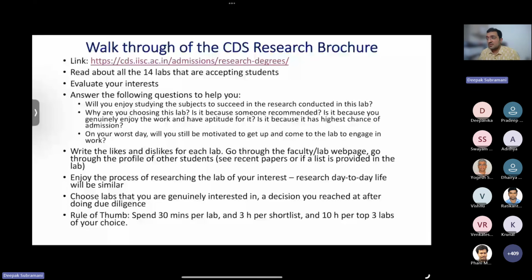There are several questions that are coming in the chat. How many seats are there in the department? How many students are being admitted? Like, what will you do with that information? Please do not try to select a lab or group based on your perception of the probability of getting selected.